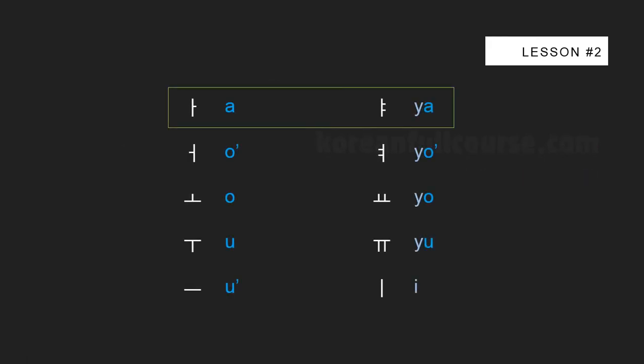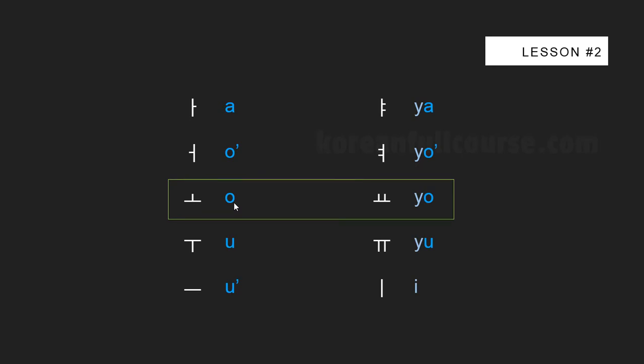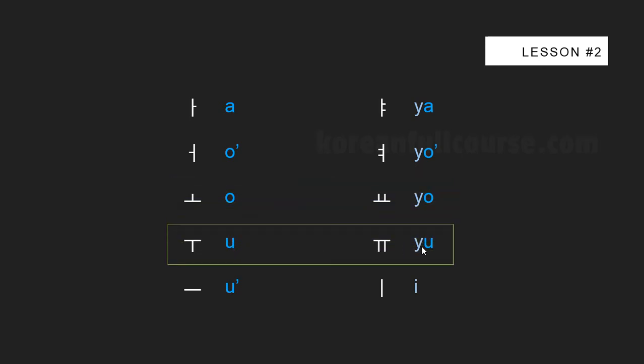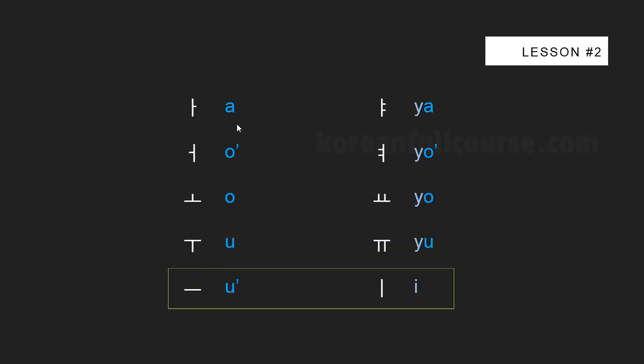Okay, let's do a quick recap before we practice a little bit. So this letter is A, Ya, O, Yo, O, Yo, U, Yu, U, I.